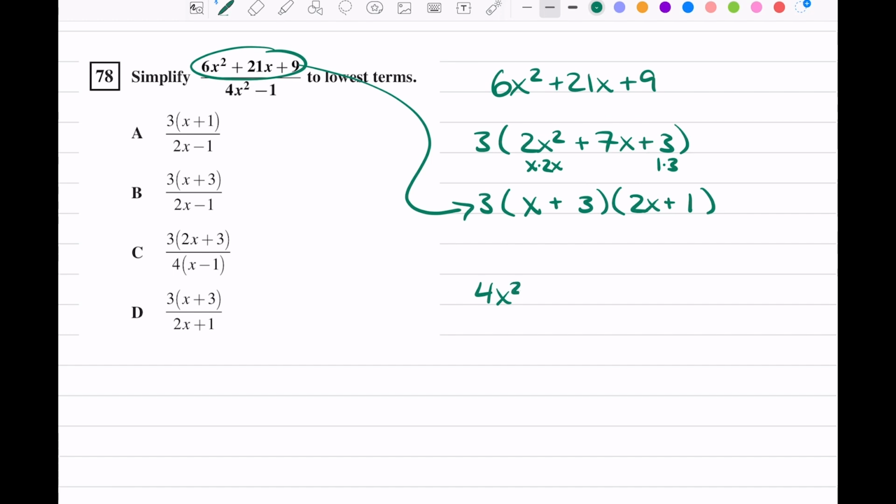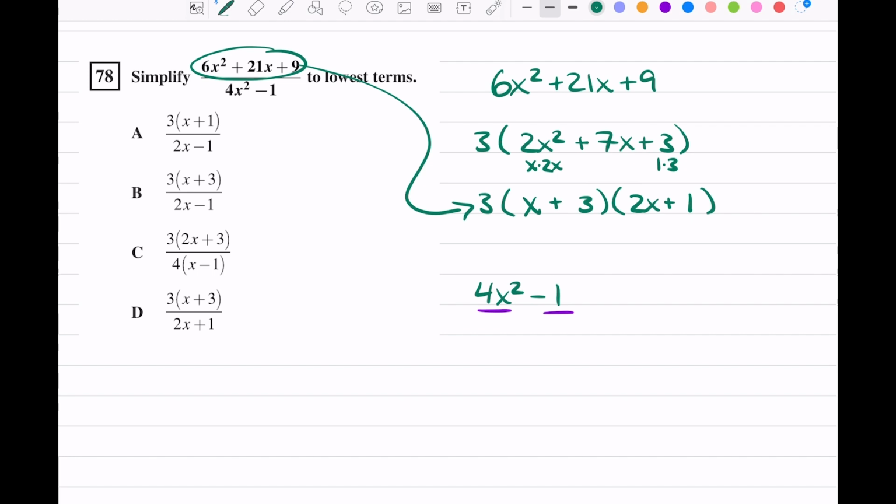We have 4x squared minus 1. And here we have 2 terms. There's no common number that's being multiplied in each, so we can't factor something out. However, this is a special kind of expression. It's a difference of squares.